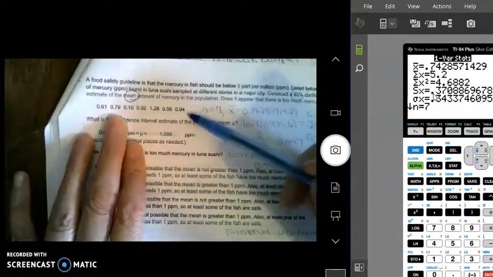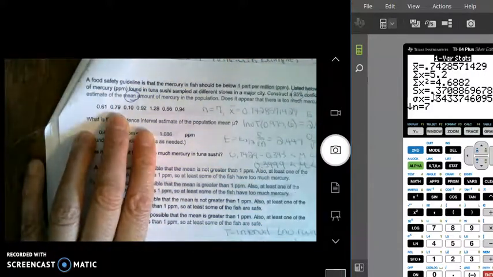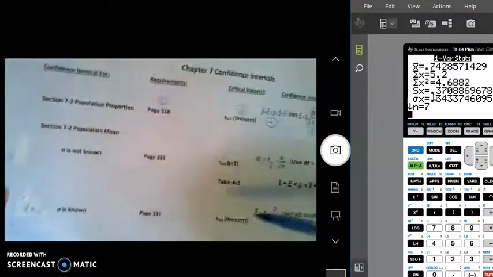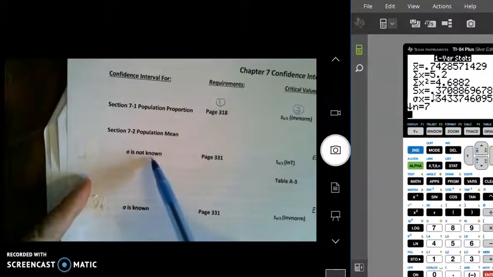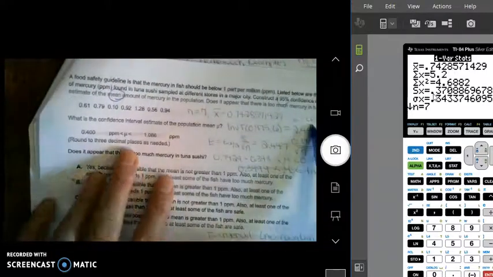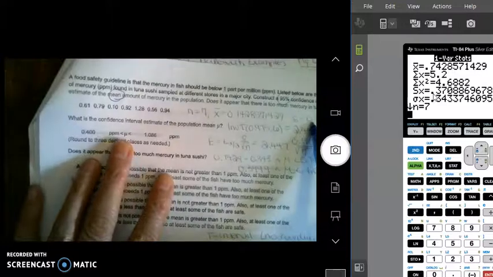Okay, so for this example, they don't say anything about the population standard deviation. So it's not this one. Sigma's not known in this case. They don't tell us anything about that. We want to use this example right here. We do know the sample standard deviation, but we don't know the population standard deviation.